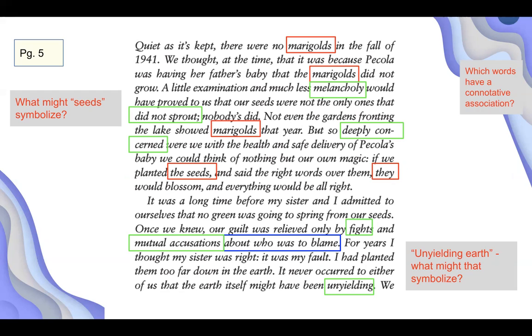It was a long time before my sister and I admitted to ourselves that no green was going to spring from our seeds.